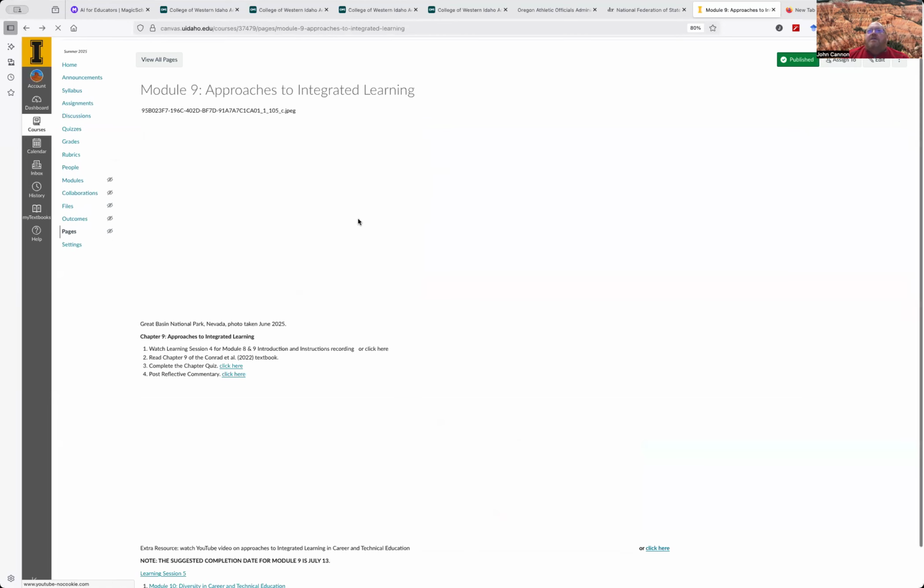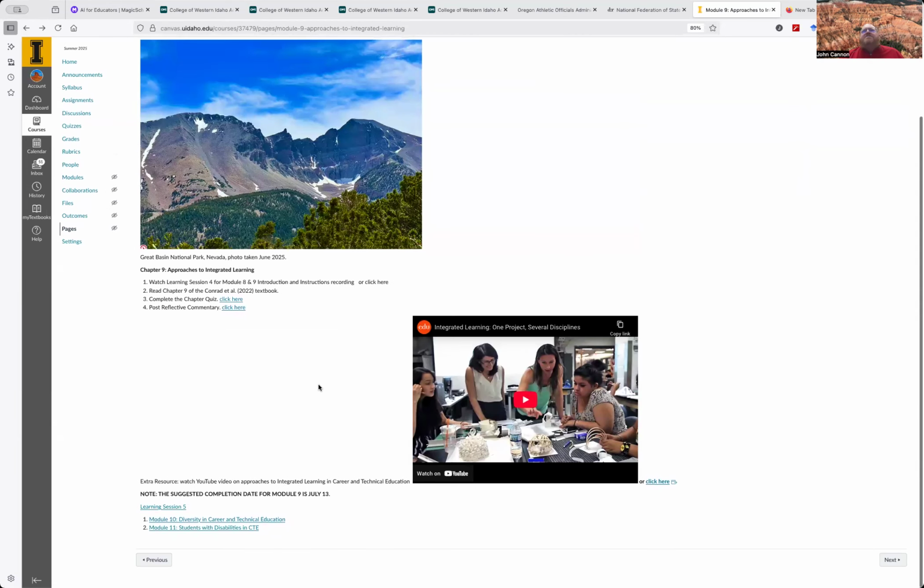Which I have done. And it's suggested that both Module 8 and Module 9, Learning Session 4, be completed around the end of the second week of July. And we're also getting to the point where assignments are coming due. The first one, the occupational analysis, will be due around the middle of July, coming up soon. And then the school needs assessment toward the end of the term, as we get toward the first part of August.